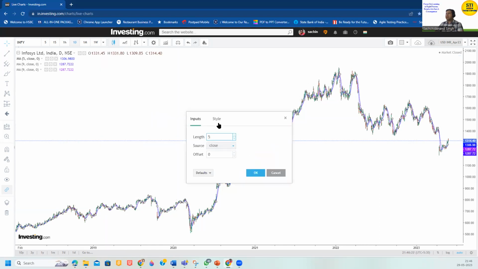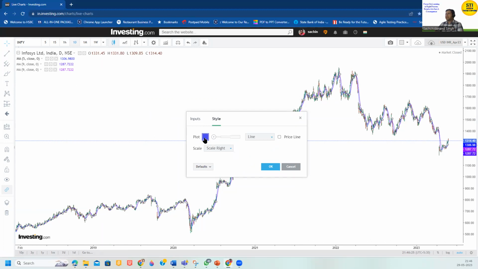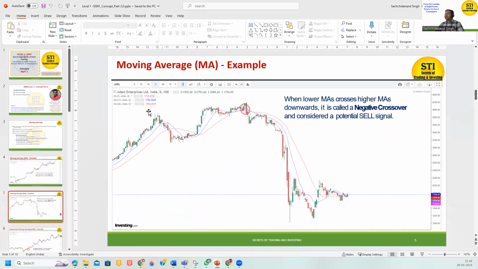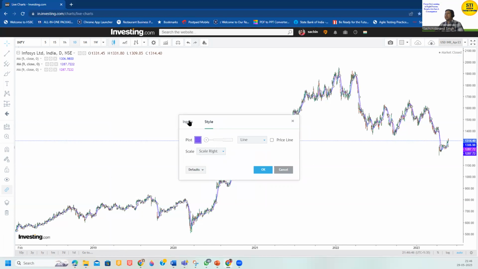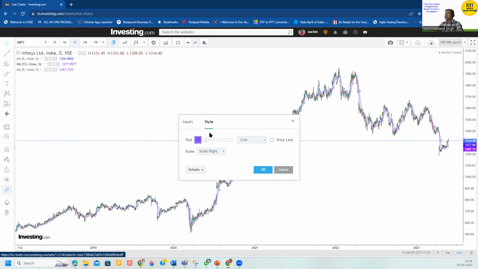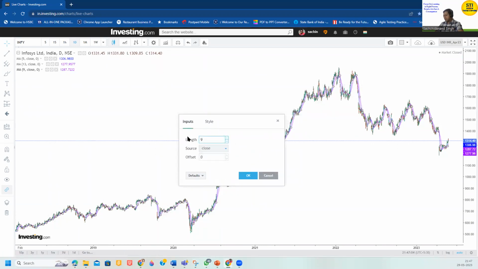And also if needed, we can select the color. Okay, if you go to the style, there is the color. So you are free to choose the color based on your choice. So for the 5 average, maybe I'm just selecting the blue one. Okay, and then second we need to select 13 and then 26. So for the second one I'm selecting input as 13, and style color, maybe I'm just giving purple. And for the third MA I'm selecting input 26.